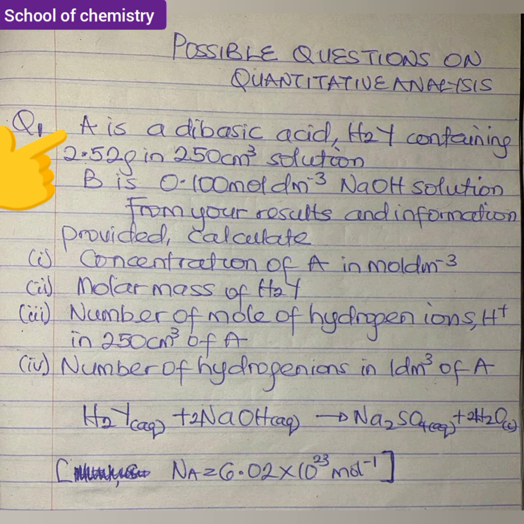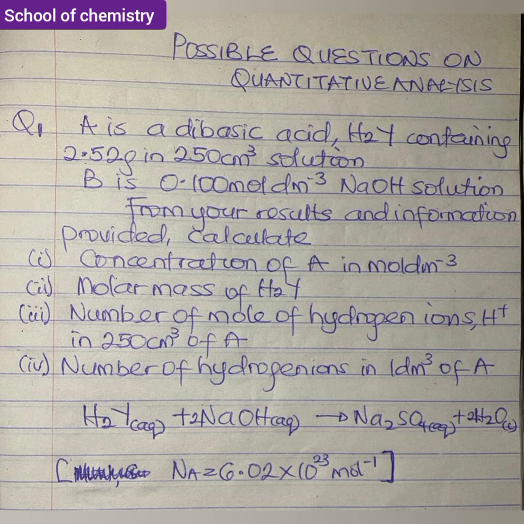So obviously, after doing that, you can see A is a dibasic acid, H2Y. That is, the acid is not fully known in this scenario, and it contains 2.52 grams in 250 cm cube of solution. Obviously, there's a way you can get the calculations of the concentration there too. B is 0.100 mole per dm cube.